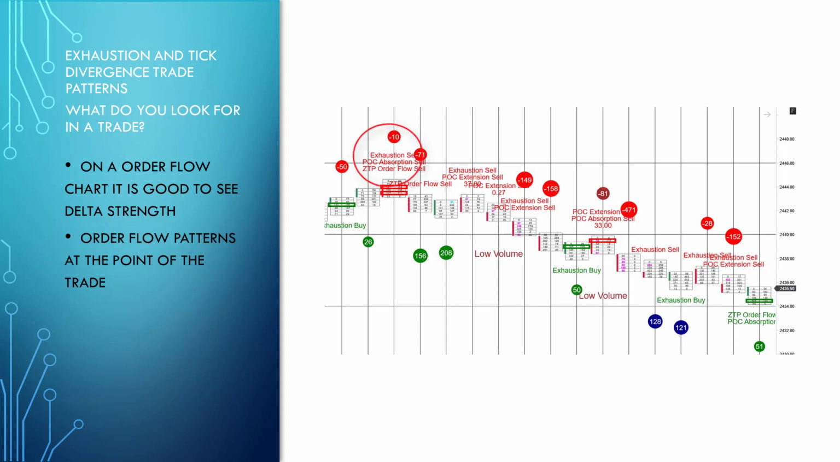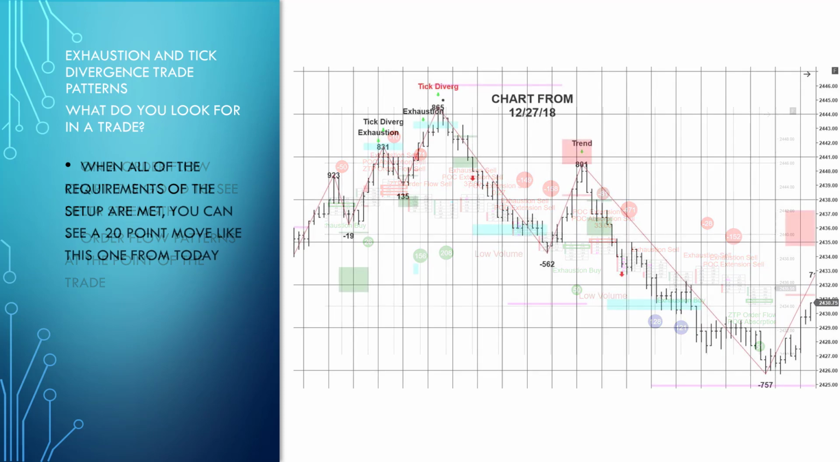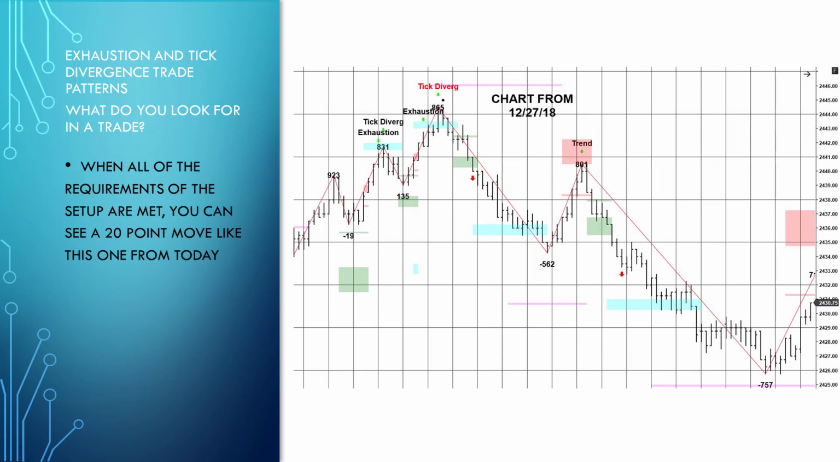This is the exhaustion pattern that occurred at the top in the trades that I showed you earlier from December 27th. So when we've met all four of the requirements on the trade, you can see setups like this 20-point move that we had today on December 27th.